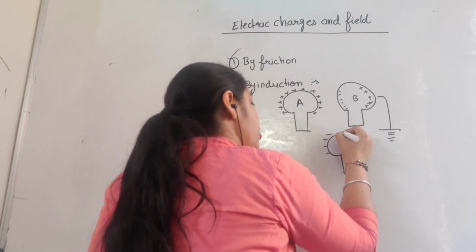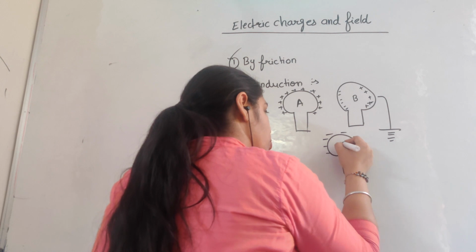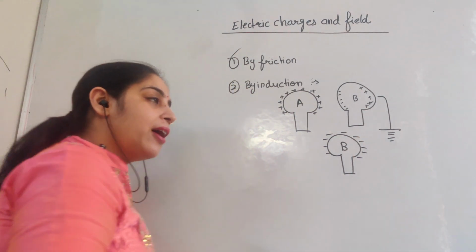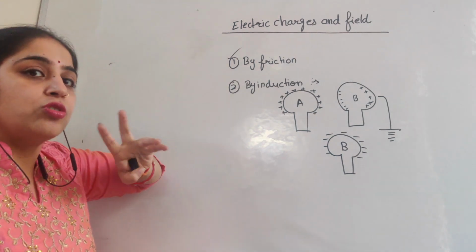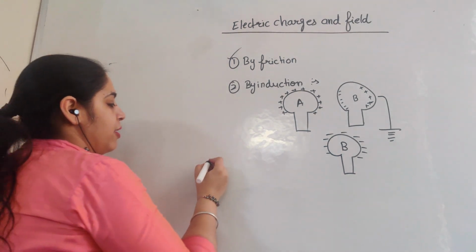So this way of charging a conductor is known as charging by induction. In this, you have not transferred any electron from A to B. So this is not charging by friction. Let's take one more example.